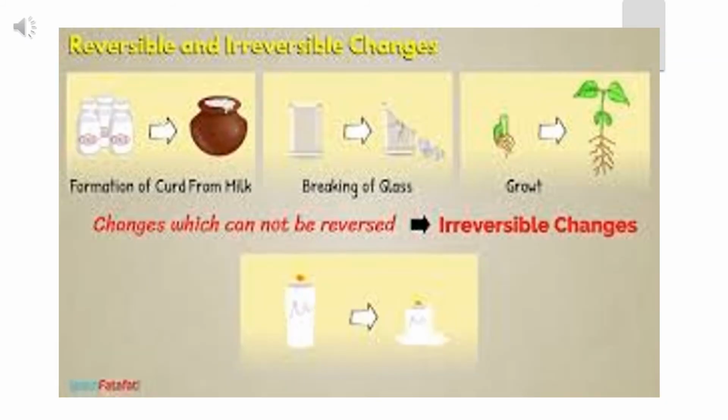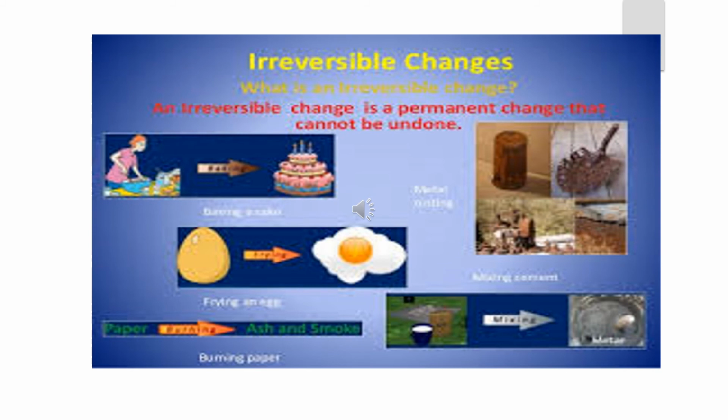Let us see some more examples of irreversible changes. Formation of curd from milk, irreversible change. Breaking of glass, we can't bring glass back to its original position. It is also an irreversible change. Growth of a plant, irreversible change. Melting the wax, it is also an irreversible change. An irreversible change is a permanent change and that cannot be undone. Again, making an omelette from an egg, irreversible change, and many more changes are irreversible changes.